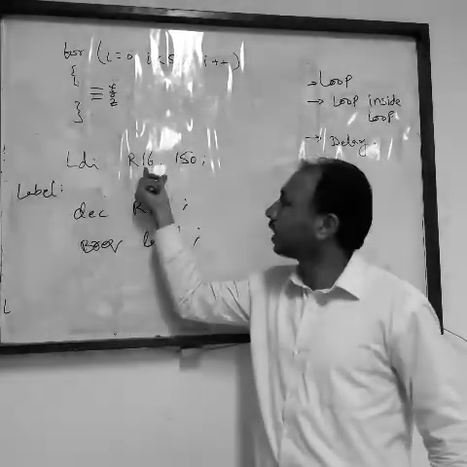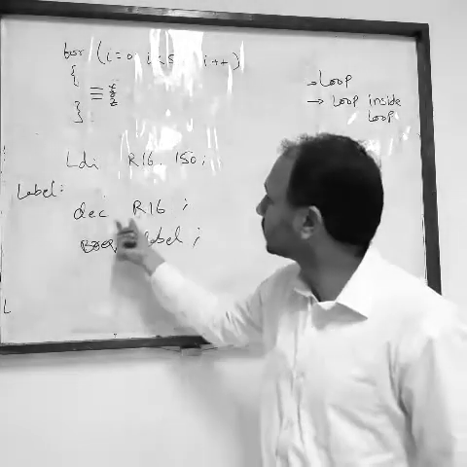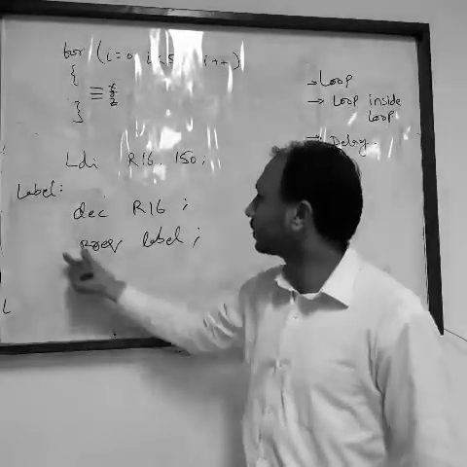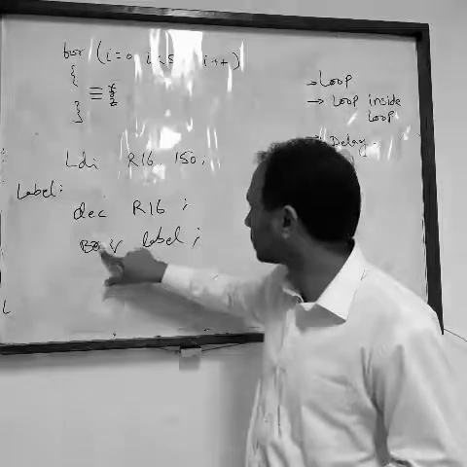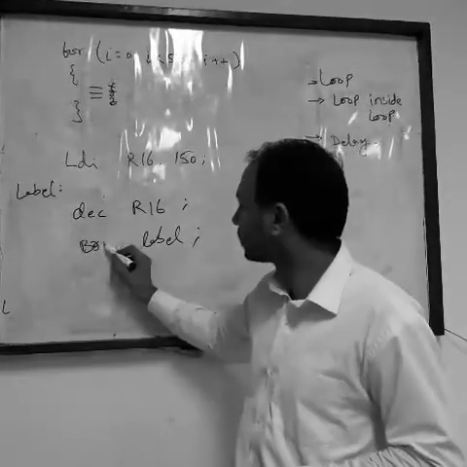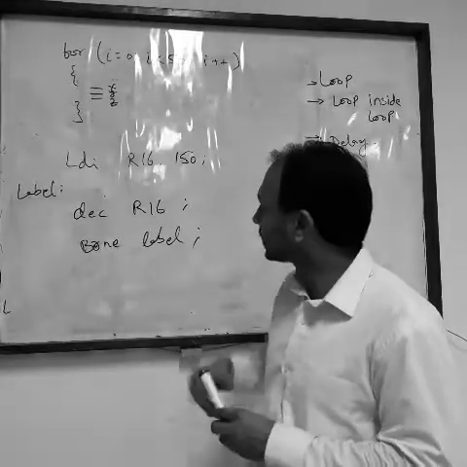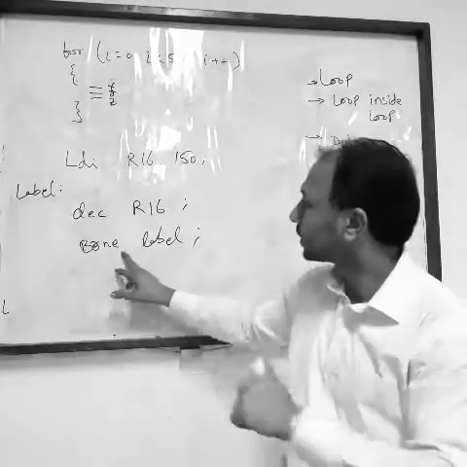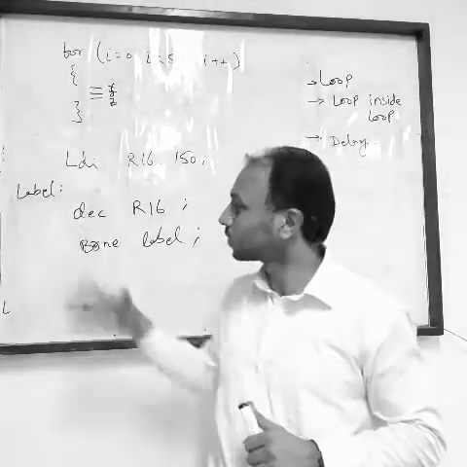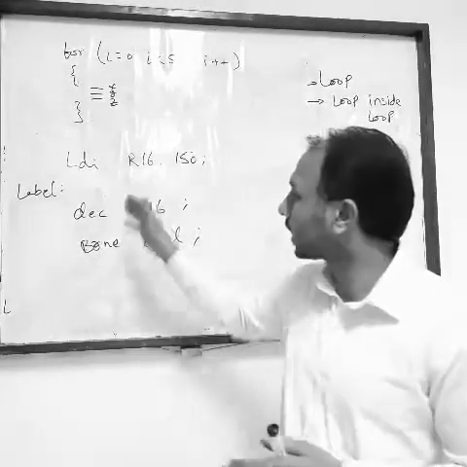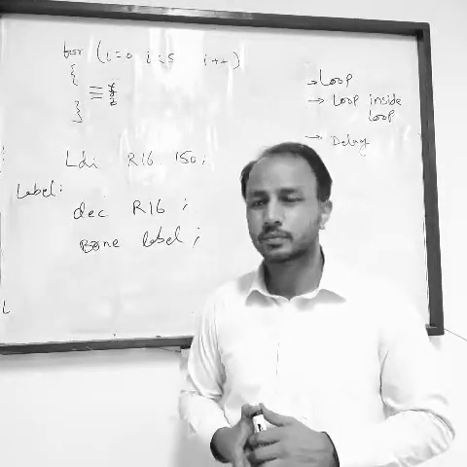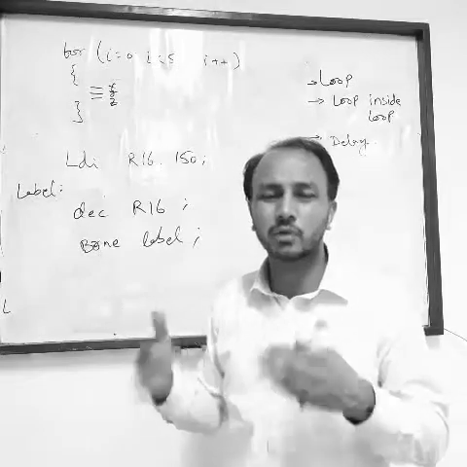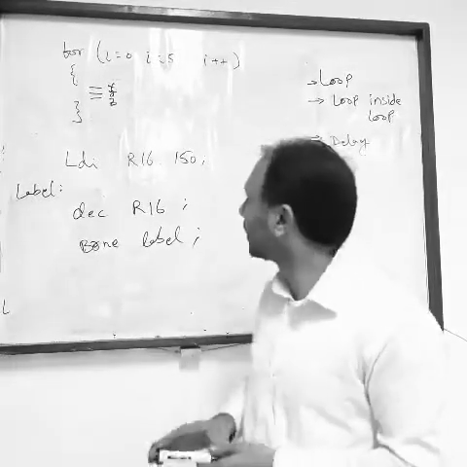You moved 150 in here, you decremented R16, and you are taking this jump until it becomes 0. Unless this result is 0, you are taking this. How maximum time can you run this loop? Here you have, for example, an instruction you want to run. How maximum time can you execute those instructions?